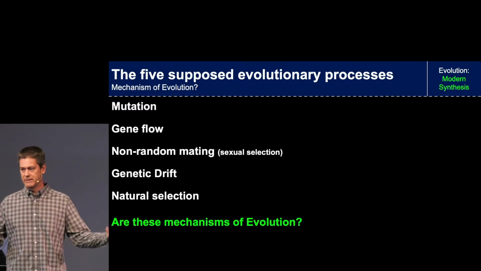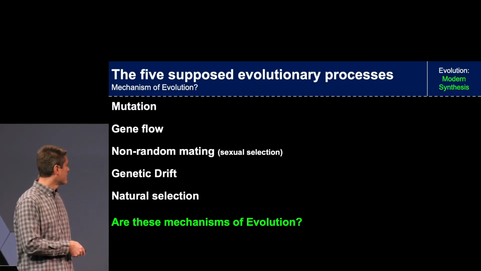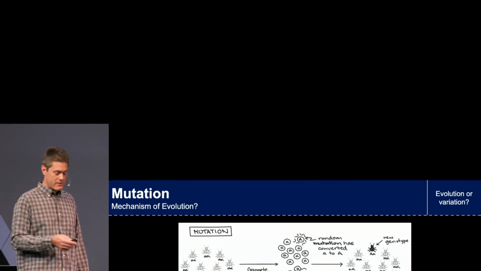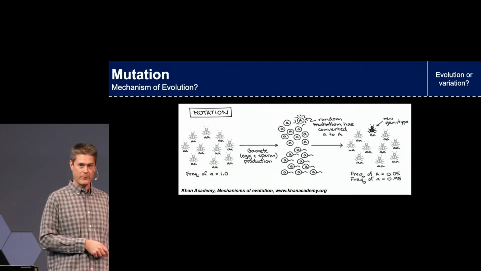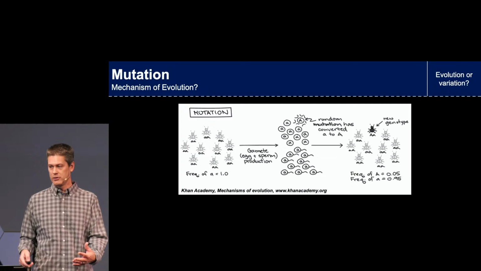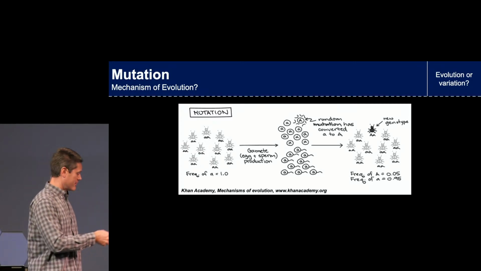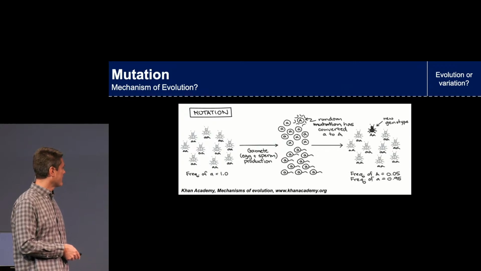So the question is, are these in fact mechanisms of evolution? And we're going to look at each one and find out. So let's look at mutation first. This is a little graphic from Khan Academy that, if you want to learn about evolution, you can go to Khan Academy and look at this. And this is the idea behind mutation that they illustrate.